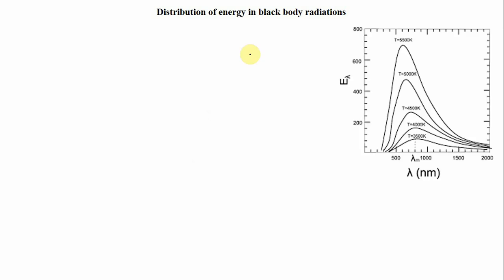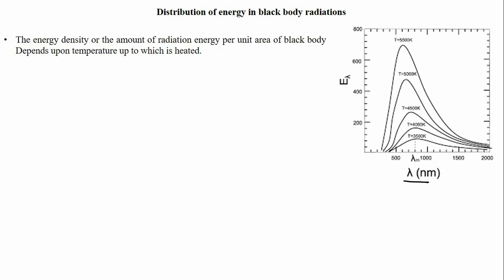So let us see what the distribution of energy in black body radiation is. Now the distribution of energy in black body radiation is given by this graph. This graph shows the distribution of the energy in black body radiation. On the horizontal axis there is wavelength, and on the vertical axis this is the energy density per unit area of black body. So you can see in this graph the energy density, or the amount of energy of these radiations per unit area, depends upon the temperature to which it is heated.